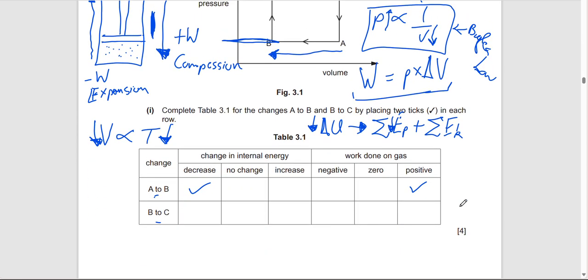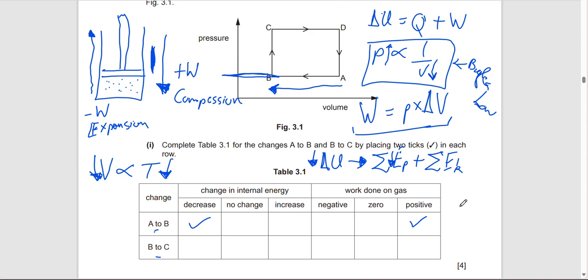Okay. And then B to C. So what's happening for B to C? B to C is this part. The pressure is increasing at constant volume. So you can see it's at one value of the volume.